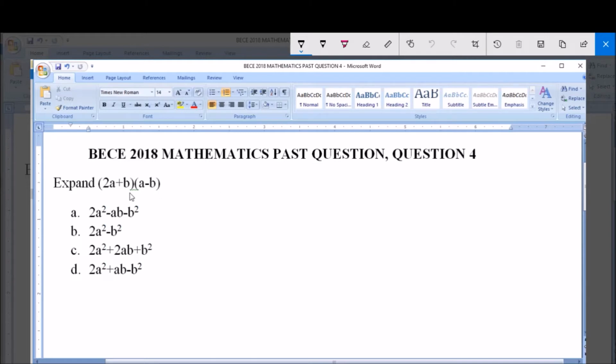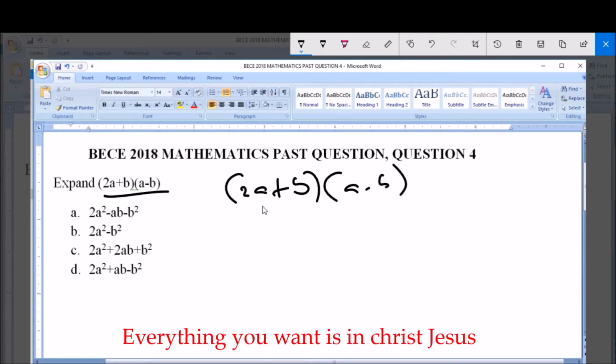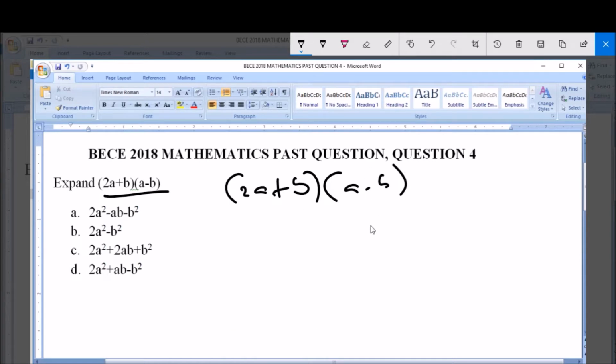So we're given this algebra and we are to expand it. Now we have (2a + b)(a - b). For us to expand this algebra, it means that we are multiplying the content of bracket A times the content of bracket B. To do this, we pick each term and multiply. Now what do I mean?